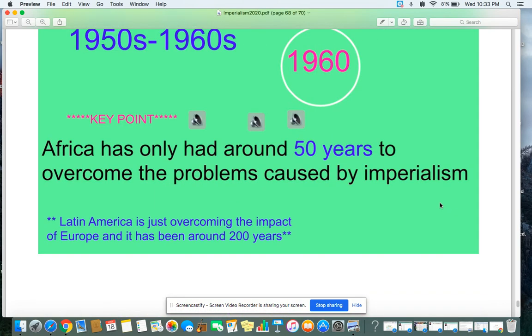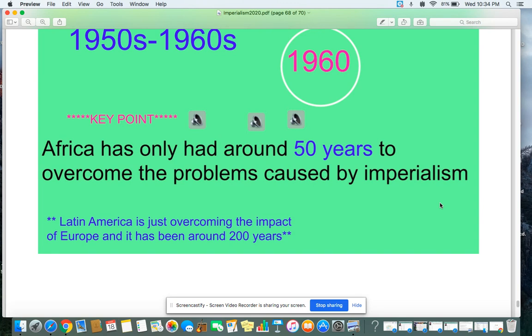And if we think about Latin America, who we talked about, they had just been getting over a lot of their problems from when they were controlled by the Spanish, and that was 200 years ago. So to think that Africa, after all those damaging things were done to them, is just going to automatically gain all this power and wealth, it's not realistic.